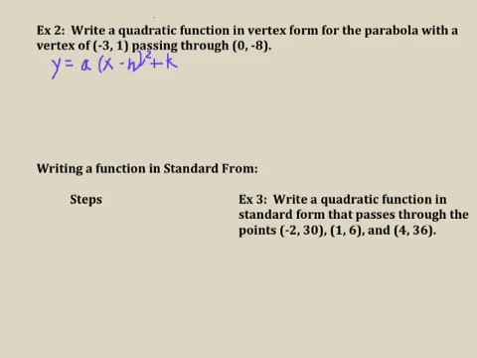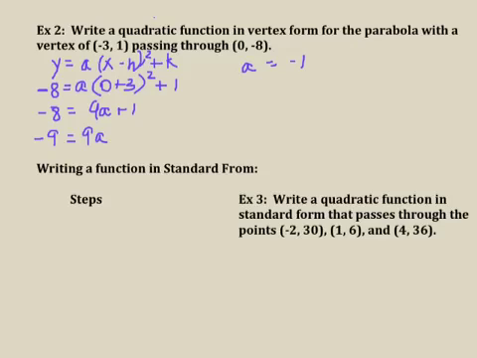Y is negative 8. X is 0. H is negative 3, but we are subtracting a negative. And then k is 1. So we have negative 8 equals 9a plus 1, and then negative 9 equals 9a. So a is negative 1 again. Now, not all of the a's are going to be negative 1. This was a coincidence for these two examples. And then we substitute back in, and all we substitute back in are the vertex and the coefficient of a.